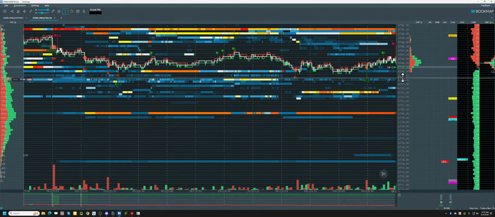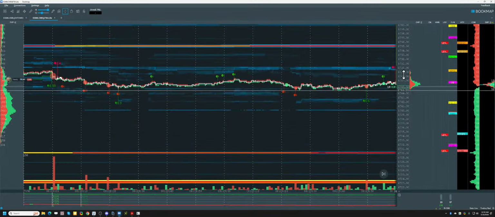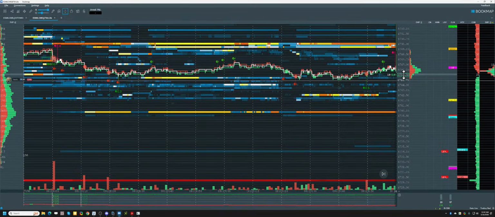All right, so based on what we know, let's look at some of our levels and context sheet. So we're opening out of range, a gap. And here's the question. Now, here's the thing you have to think about.